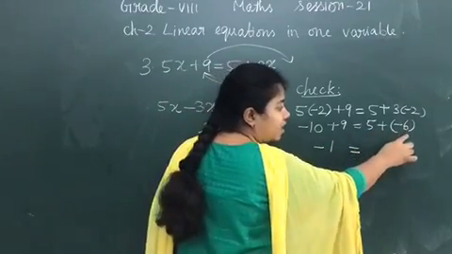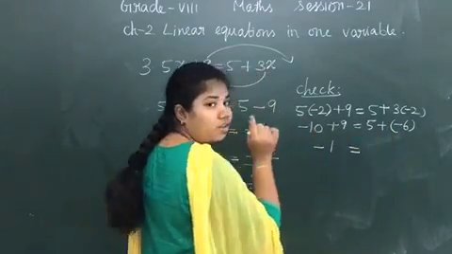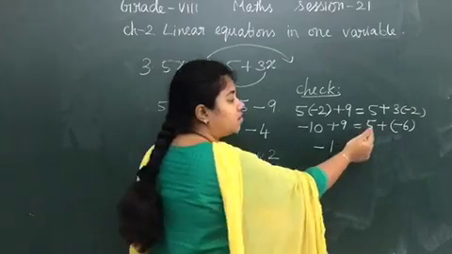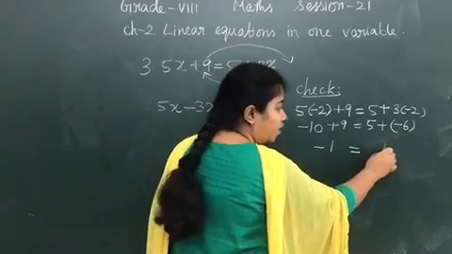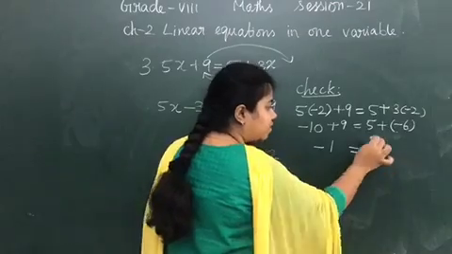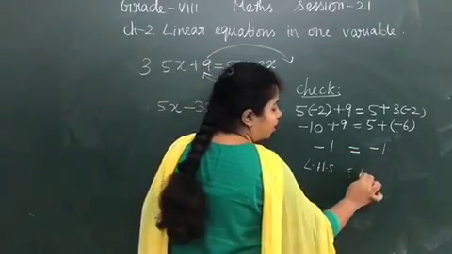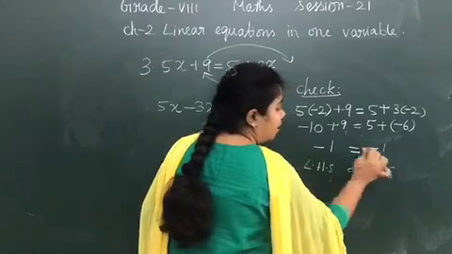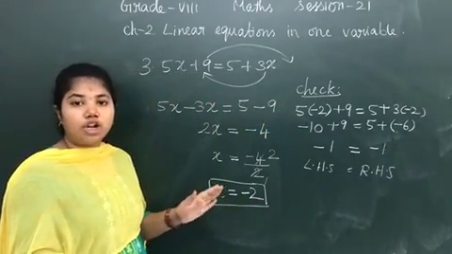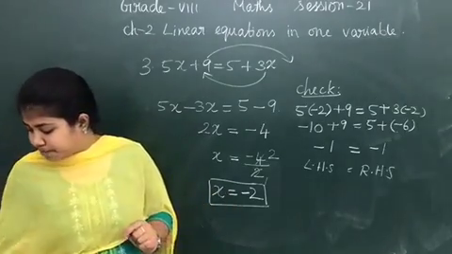5 plus of minus 6. A positive number and a negative number. What you are supposed to do? Subtract and write the bigger number sign. What is the subtraction of 5 and 6? 1. What is the bigger number? 6. What is the sign of 6? Minus. So my LHS is equal to RHS. So my answer x is equal to minus 2 is correct. Are you clear with the concept? Shall we move on to the next sum? Okay.